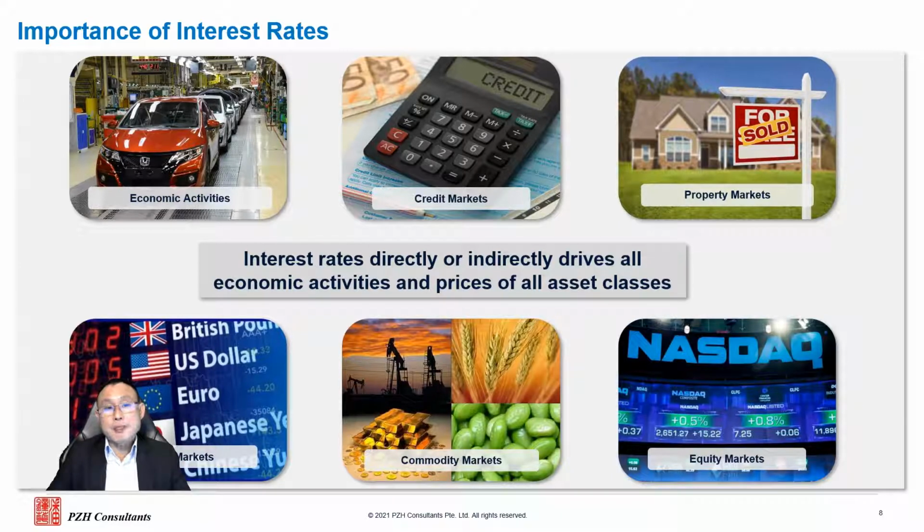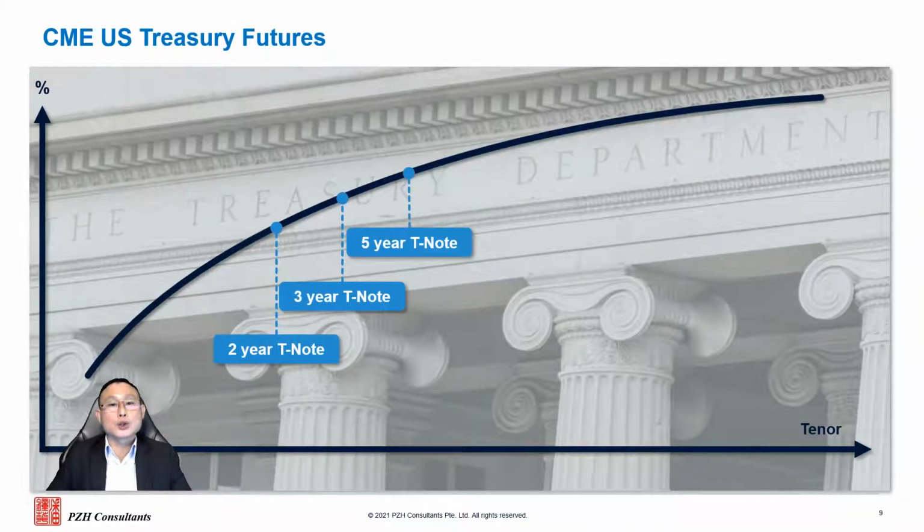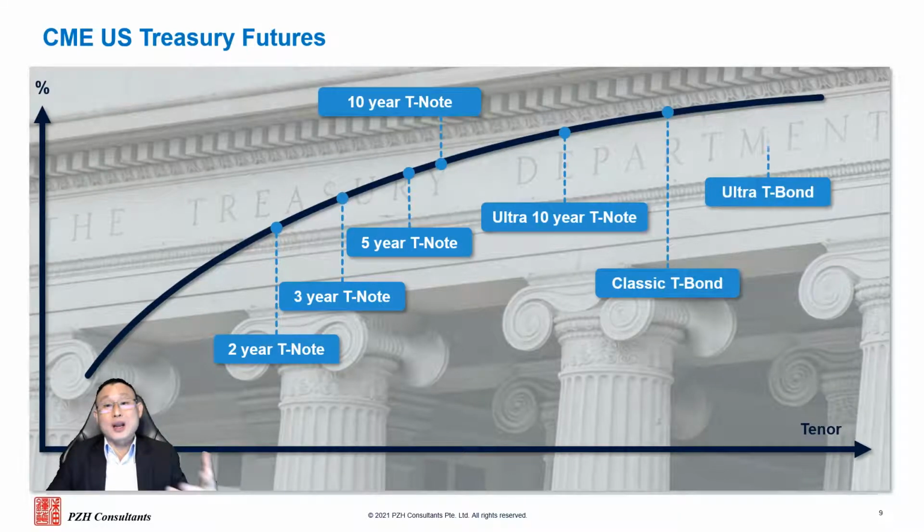But traditionally, the trading of US Treasury futures, which covers things like the 2-year T-note, 3 years T-note, 5 years T-note, 10 years, ultra 10 years, classic T-bond, and all the way to the ultra T-bond. We're talking about the 30 years US Treasury as underlying assets. Traditionally, the trading of such US Treasury futures falls into what we call financial institutions turf. Usually it's the domain of financial institutions.